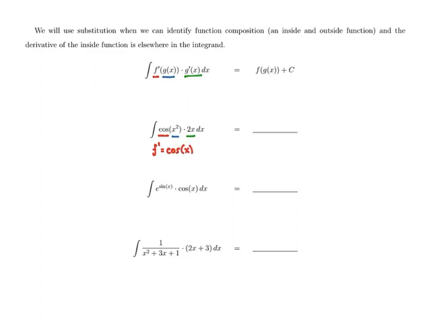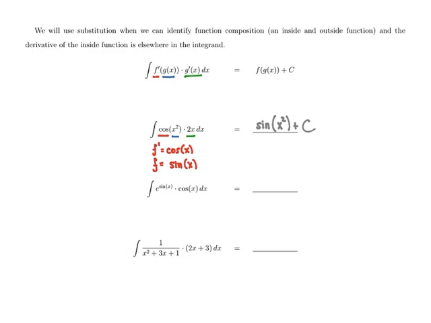And our final answer should be f of g of x. So we need to figure out what is f here. That's just going to be the antiderivative of cosine, which we know is going to be positive sine of x. So our final answer here should be f, which is sine. We're going to leave the inside function alone. That will be x squared and then a plus c.